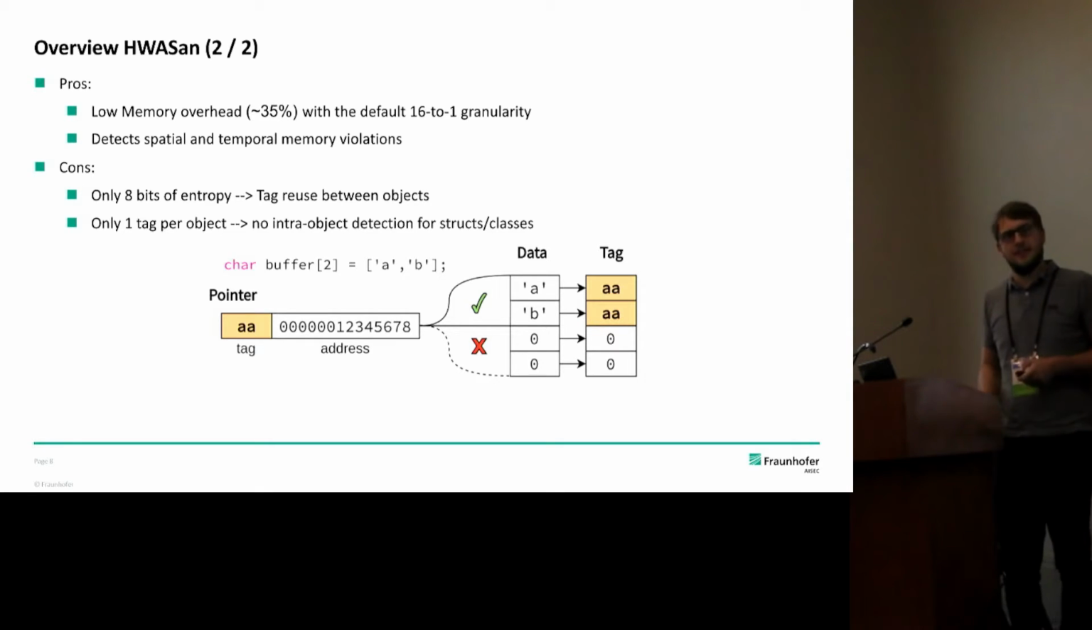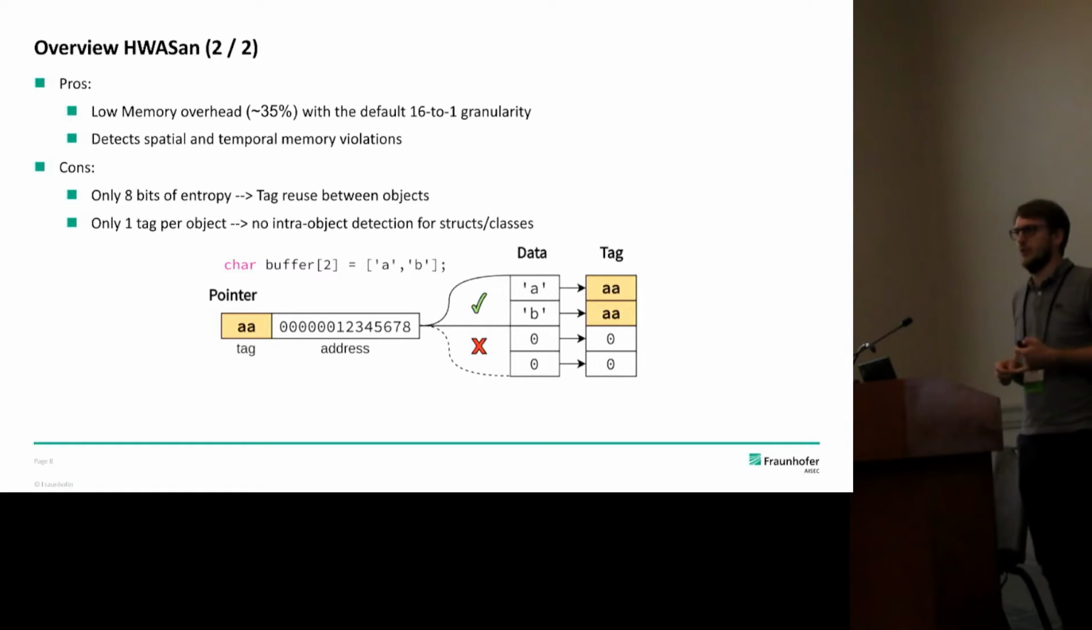The downsides are we only have 8 bits we can use for the tag, so at some point we will run out of different tags and we have to reuse them. And also we only have 1 tag per object. So if it's a struct, we can't detect any overflows between struct fields.